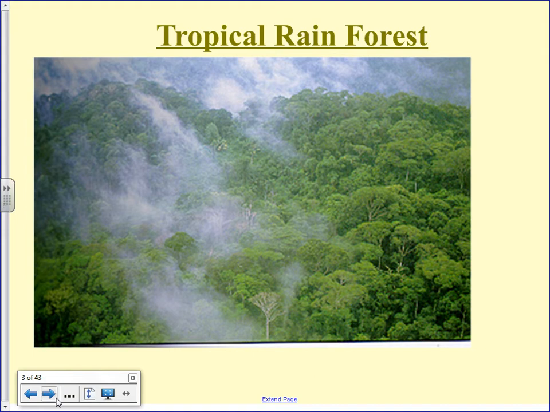That's the other thing that's different about it. There's actually different levels of this forest. There's the top canopy, which you can see here. This is only the top of the tallest trees. There can be up to 4 other layers below that.